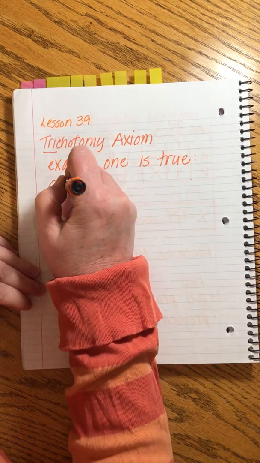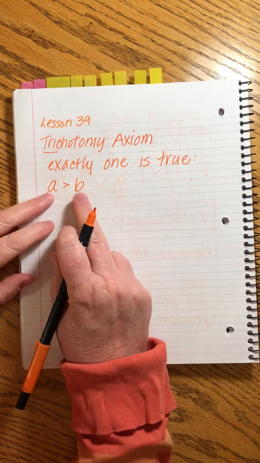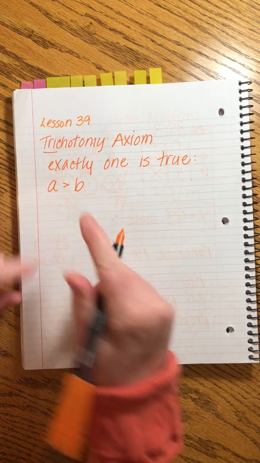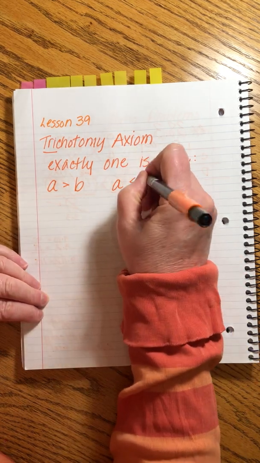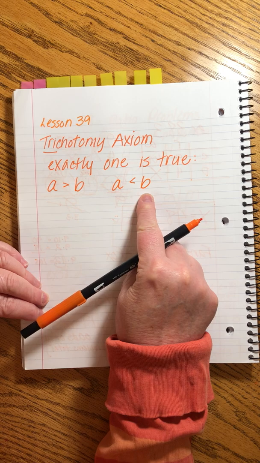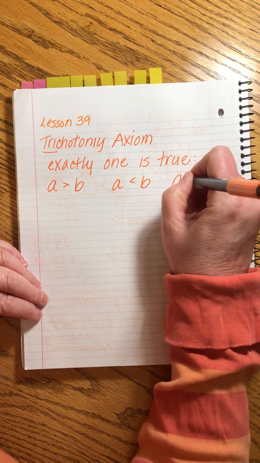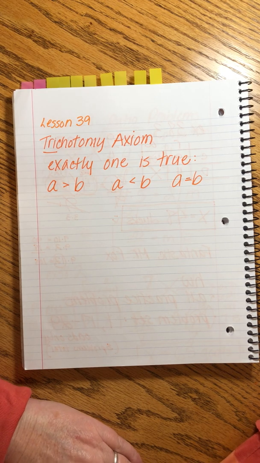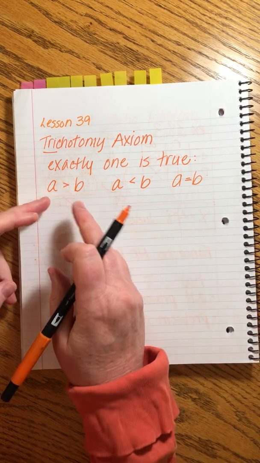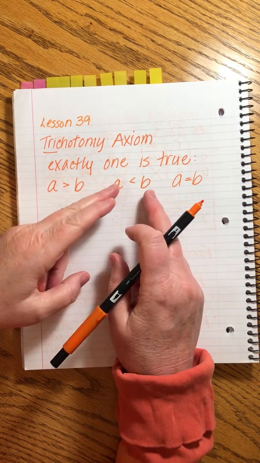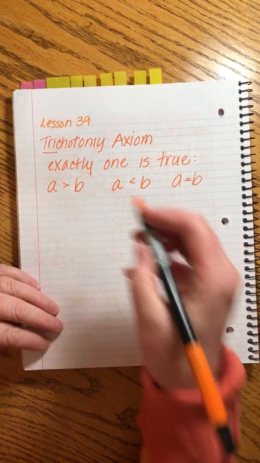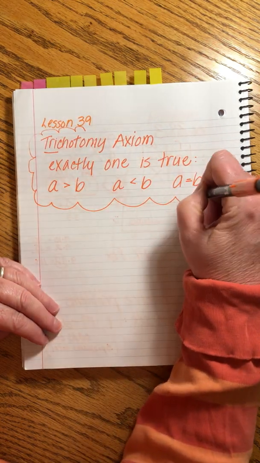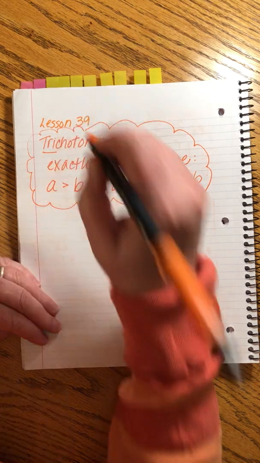Either A is greater than B. A and B are just two random numbers, anything you might want to choose. Either one is bigger than the other, the first one is smaller than the second, or they're equal. That's not very sophisticated, is it? That's pretty simple. Compare two numbers. Either the first one's bigger, the first one's smaller, or they're equal to each other. Yes, that's all there is to this trichotomy axiom.